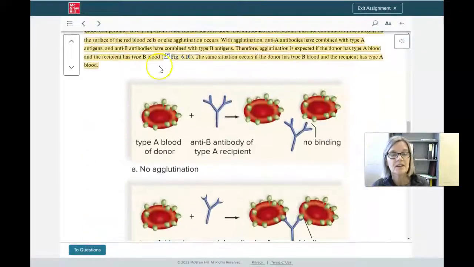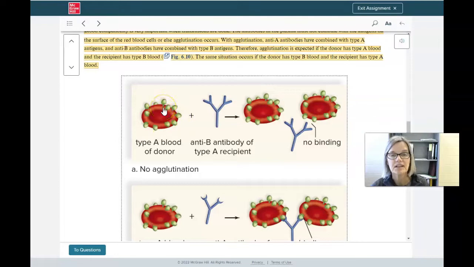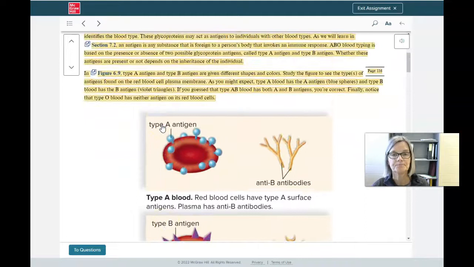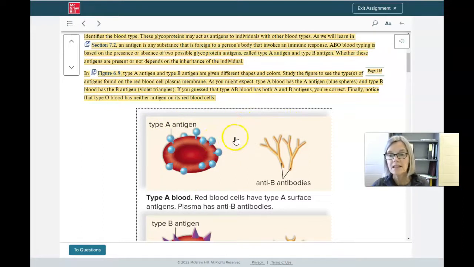So the idea is, if you have type A blood and you give that person type A blood, let's go back to this picture. I think it'd be easier to look at. If you have type A blood and you have A antigens and you give this person type A blood, you didn't give them anything new. So that will be compatible.